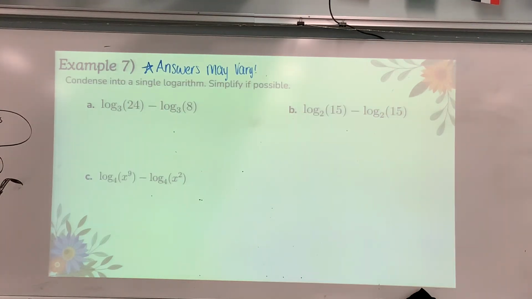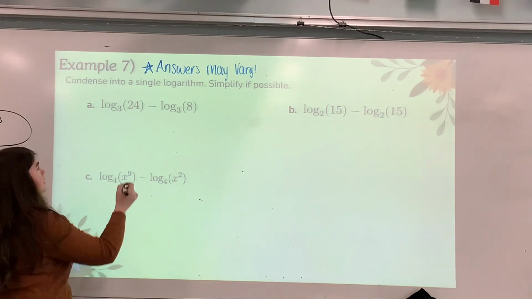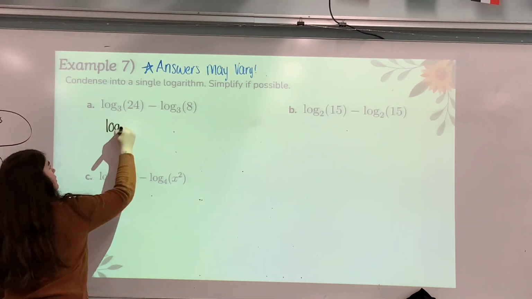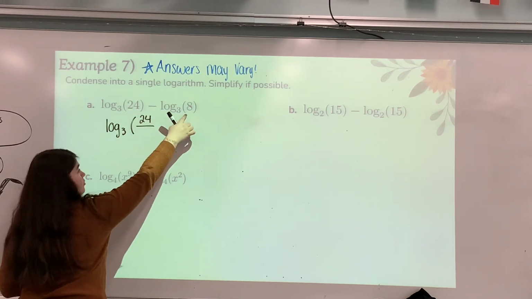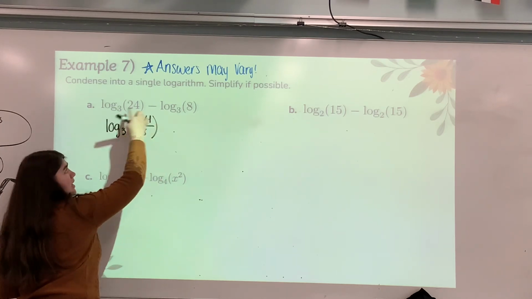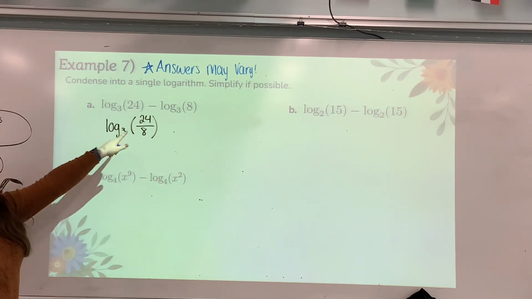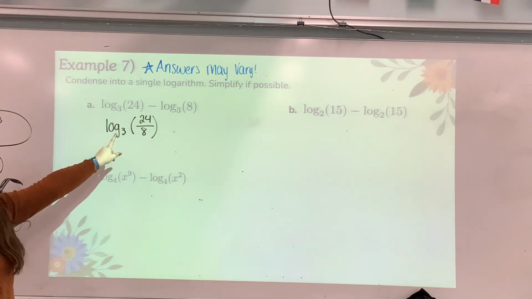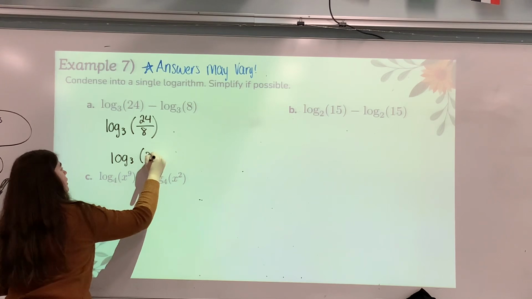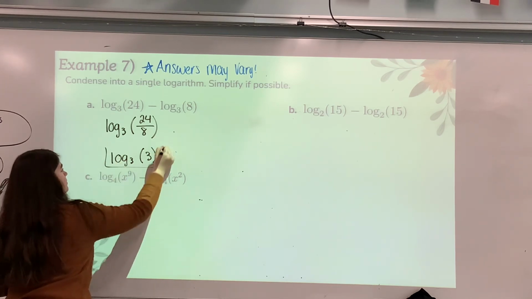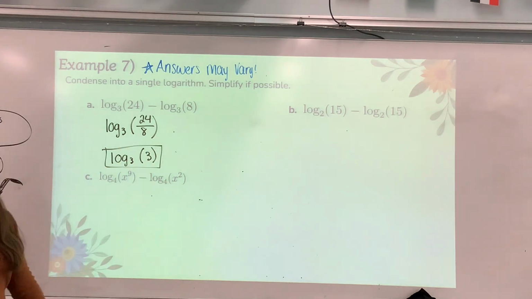Example 7. Condense into a single logarithm. Simplify if possible. So when we're subtracting, what do we do there? Divide. So log base 3 of 24 over the one that we're subtracting, 8. And again, you need a common base. Can we simplify this? Yes. Log base 3 of 3, because 24 divided by 8 is 3.